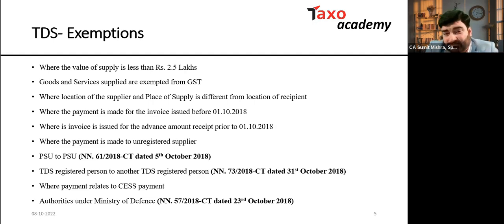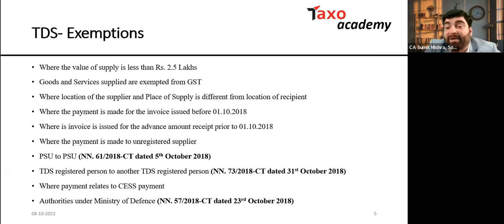Similarly, I've already raised the invoice earlier, before 1st of October 2018. In that scenario, I'm just making the payment after the effective date, 1st of October 2018. Even in that scenario, I'm not supposed to deduct TDS. The theme is that if any event has taken place before the effective date, I'm not supposed to deduct TDS, be it that I have already accounted for the supplier's invoice or that I have made payment to the supplier, in any of the events.